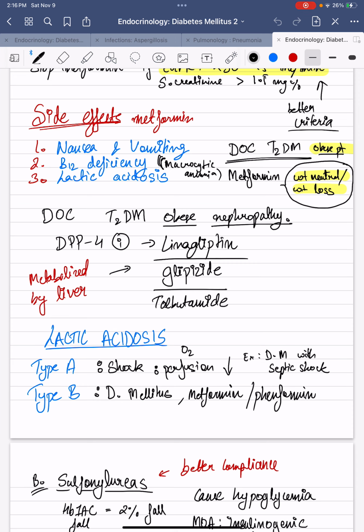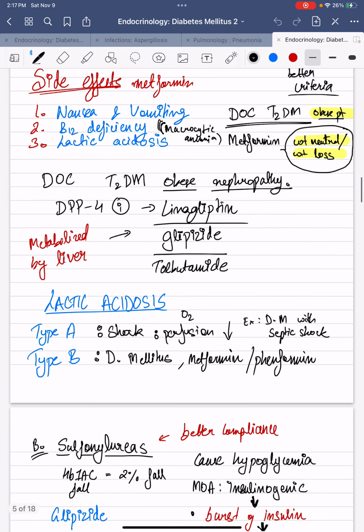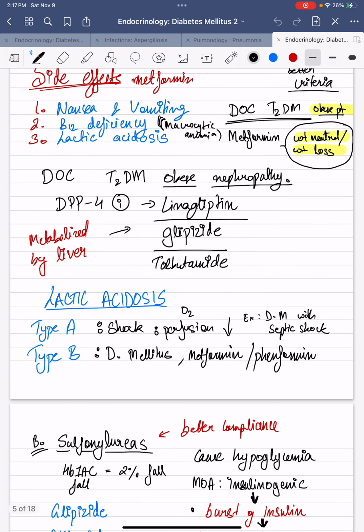Metformin is the drug of choice for type 2 diabetes mellitus in obese patients because metformin is weight neutral or a weight loss drug. So it is really helpful in obese patients because they can also lose weight, or at least they will not gain weight.